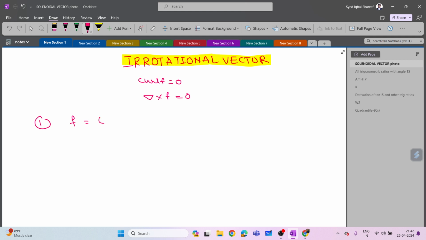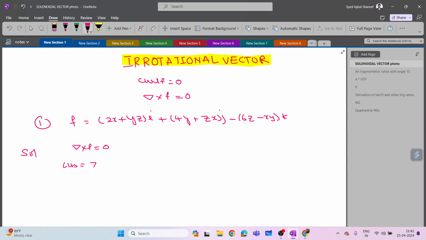Suppose the function f is (2x plus yz) i plus (4y plus zx) j minus (6z plus xy) k is given. So we have to show the given vector is an irrotational vector. That means we have to show del cross f equal to 0.